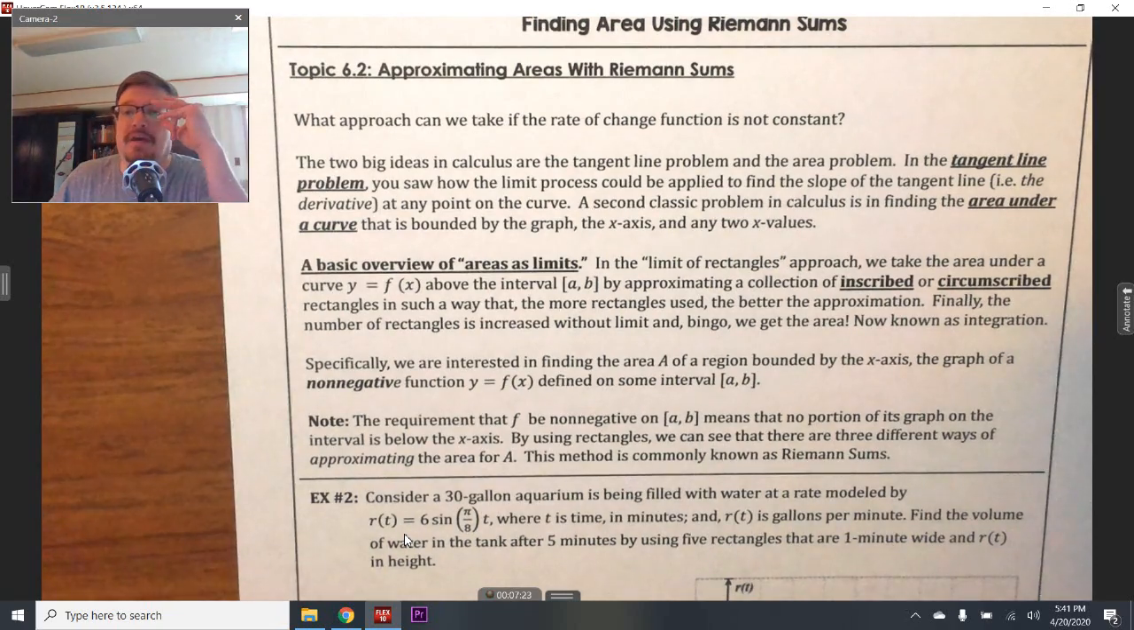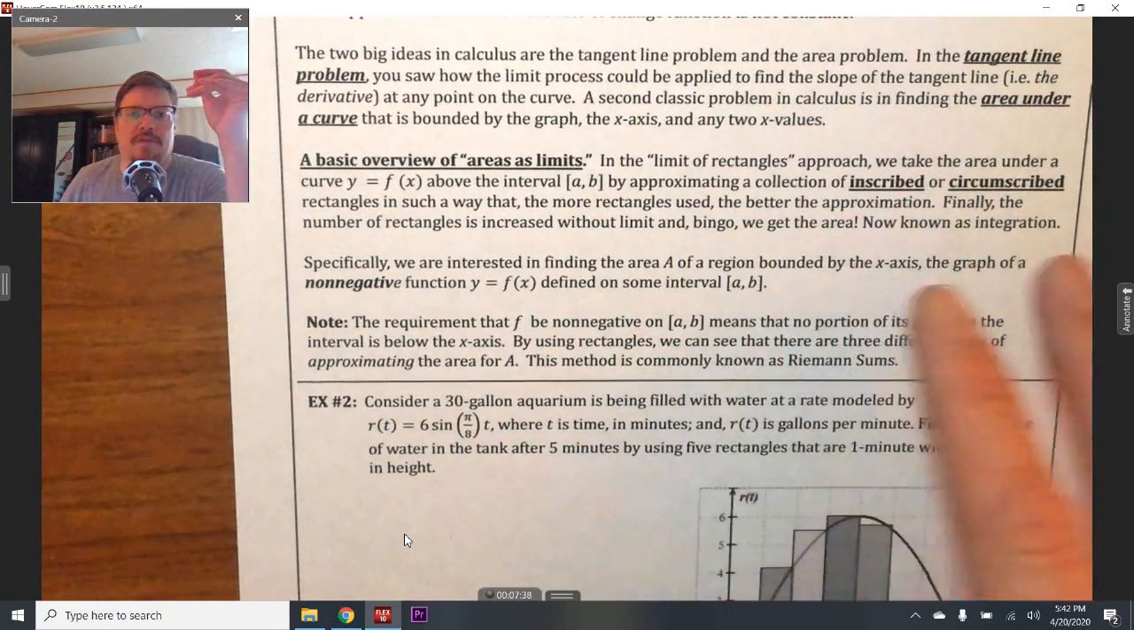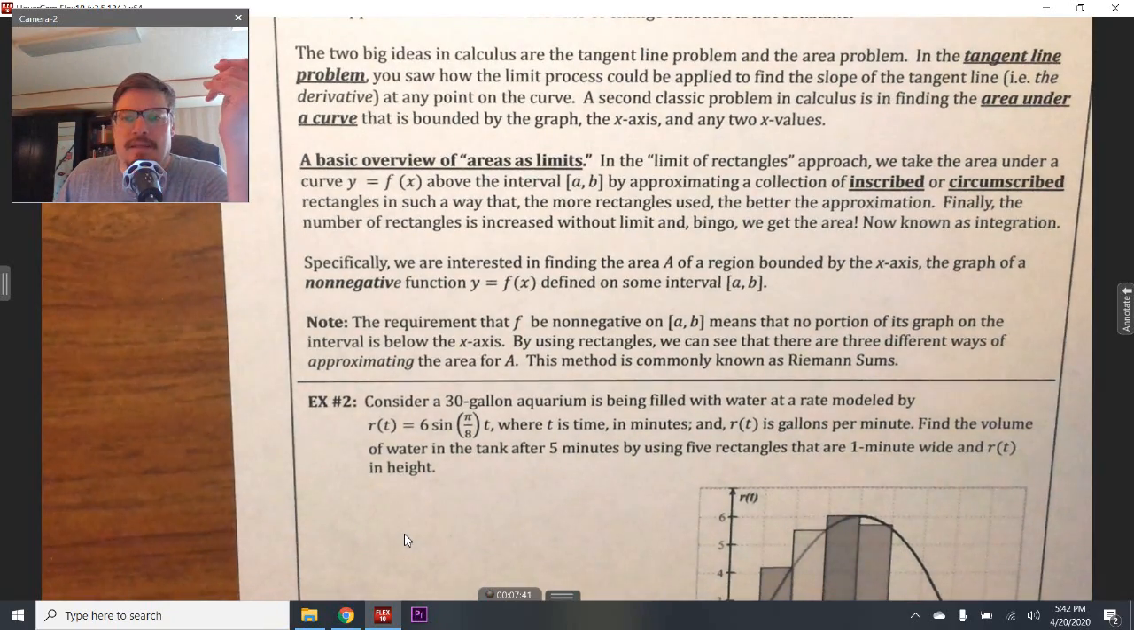A second classic problem in calculus is finding the area under the curve that is bounded by the graph, the x-axis, and the two x values. All right. A basic overview of areas as limits. In the limit of rectangles approach, we take the area under a curve, y equals f of x, so any curve, above the interval a to b, by approximating a collection of inscribed or circumscribed rectangles in such a way that the more rectangles used, the better the approximation. Finally, the number of rectangles is increased without limit, and bingo, we get the area known as integration.